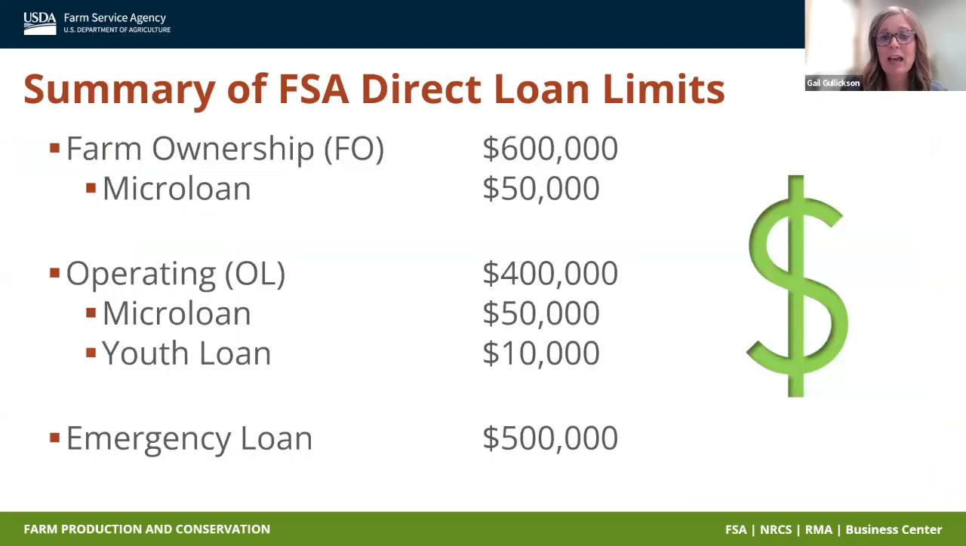So we talked about emergency. I want to do the summary here because when I put these dollar amounts on there and we talked about them, they are their own separate limitations. So the 600,000 for farm ownership loan is 600,000 for farm ownership loan. The 400,000 for operating loan is a separate 400,000. You can have multiple loans within that, but they each have their own limitation. So if you do 600,000 and you also have operating loans borrowed up to 400,000, you could have 1 million in direct loan debt with FSA, if that makes sense. They are totally separate. And the microloans are capped at that 50,000.